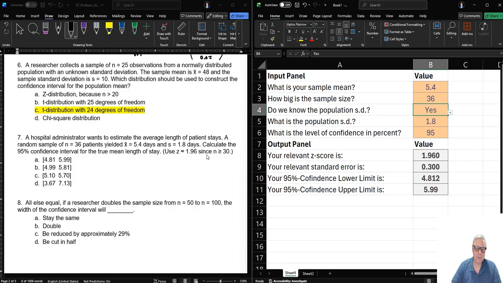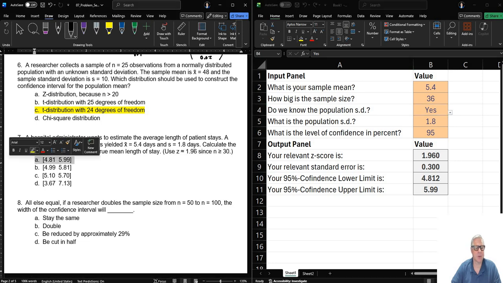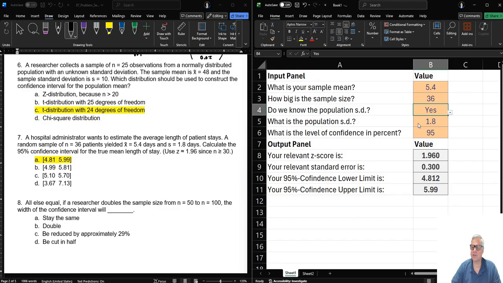So I know many textbooks recommend that, and we can follow this one. We can just assume, yeah, this is the population standard deviation. So now we go from 4.81 to 5.99. So A is the correct answer if we are told to use the z-score. But technically this is not right. The true answer should be actually this one, using the t-score. So yeah, it's still very close, but it is actually slightly different.